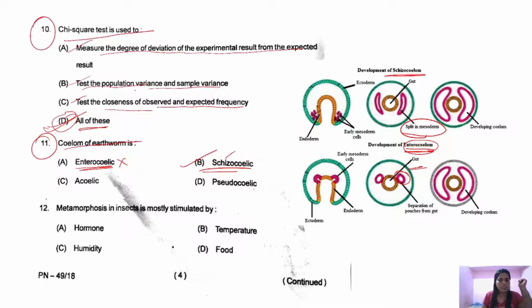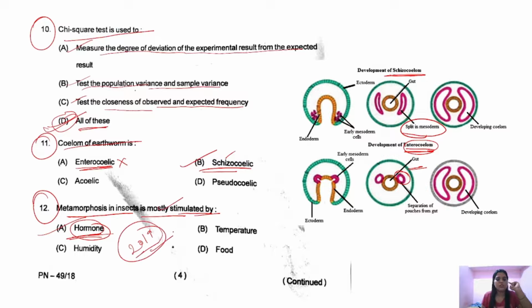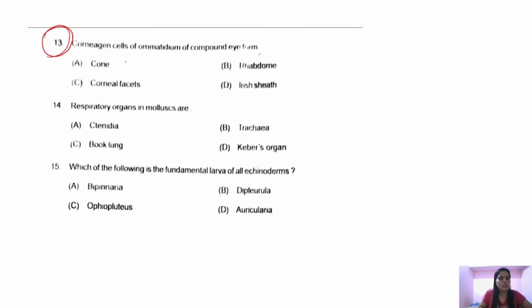Next question. Question number 12. Metamorphosis in insects is mostly stimulated by, options are A, hormone. Yes, this is the right answer, hormone. So if you have solved the previous year questions, particularly the 2019 question paper, this type of question was also asked there. So it is very important for you all to solve the previous year question papers before appearing for the examinations.